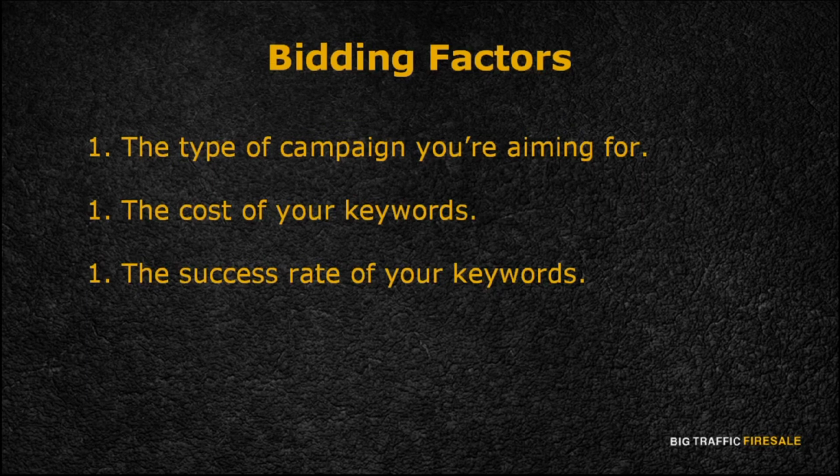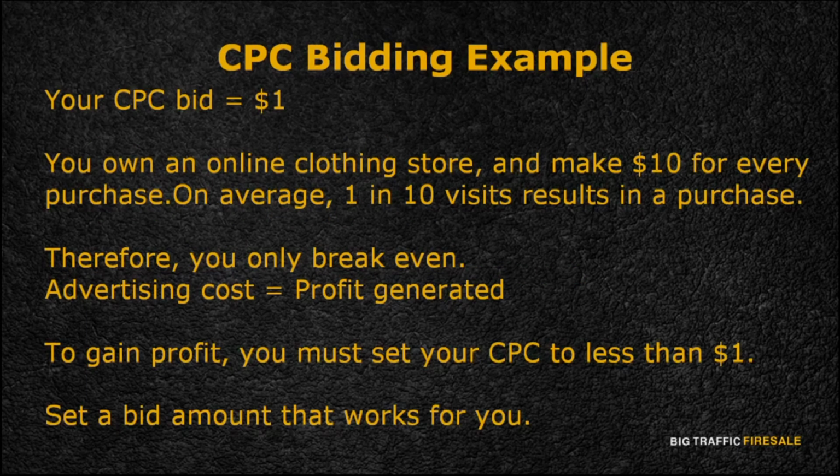For example, let's say you've set your CPC bid to $1. You own an online clothing line shop and you make $10 from every purchase, and on average 1 in 10 visits results in a purchase. As a result, you only break even as your advertising cost is equal to the profit you generate. Therefore, to gain profit, your CPC should cost you less than $1. Hence, choose a bid amount that works for you in the campaign that you're aiming for.